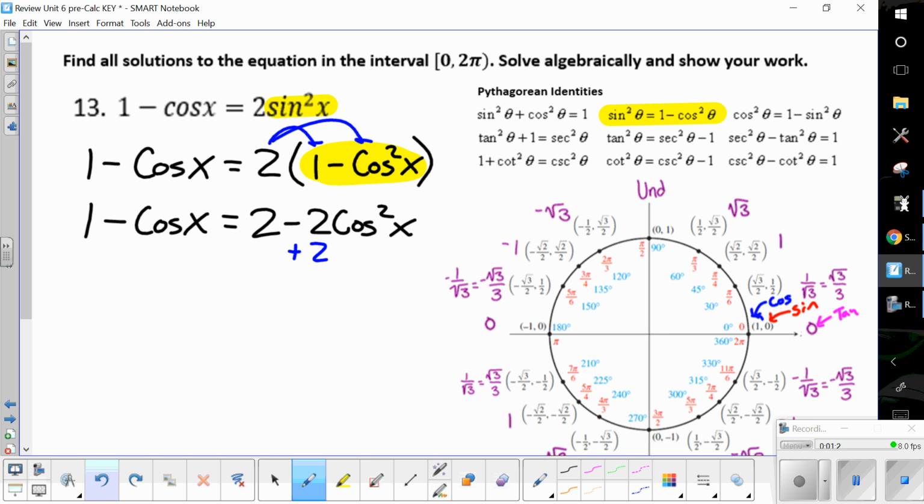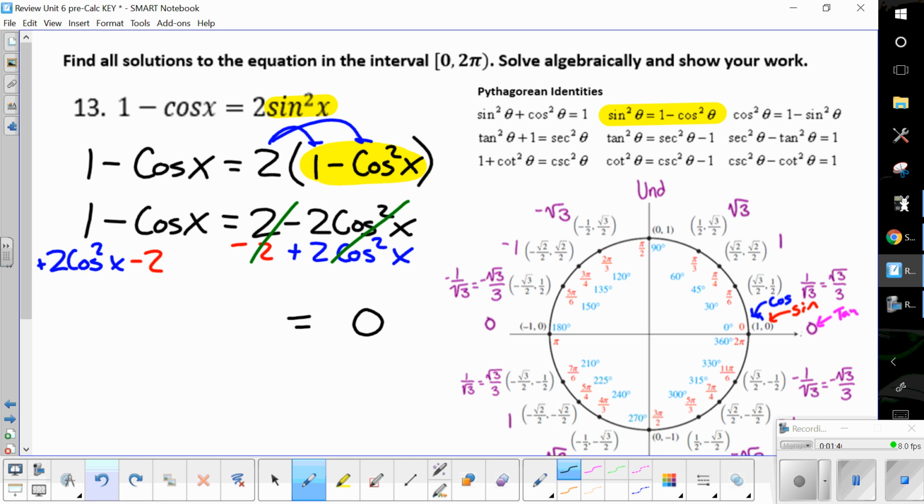So I'm going to add 2 cosine squared of x to both sides. Add 2 cosine squared x. And I'm going to go ahead and subtract 2 here, minus 2. This is going to go away, this is going to go away. And over here on the right, I get equals 0.